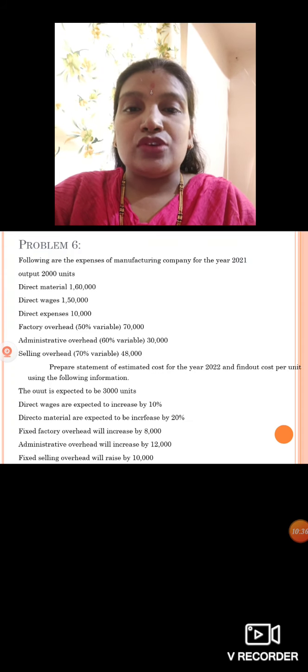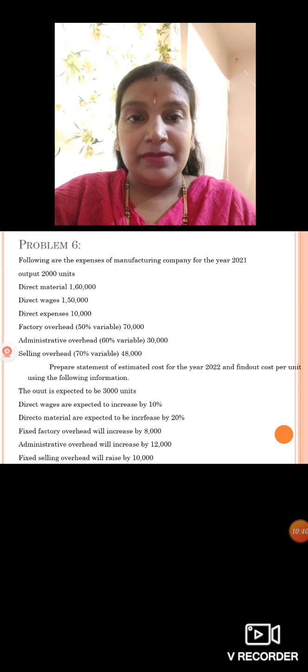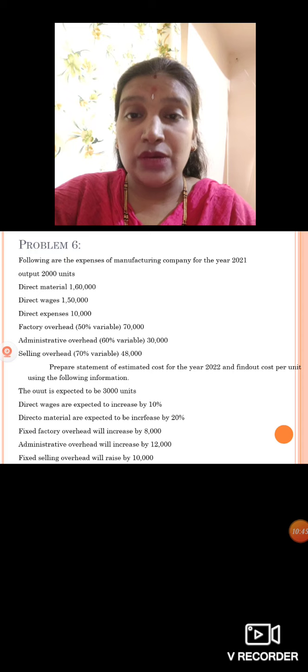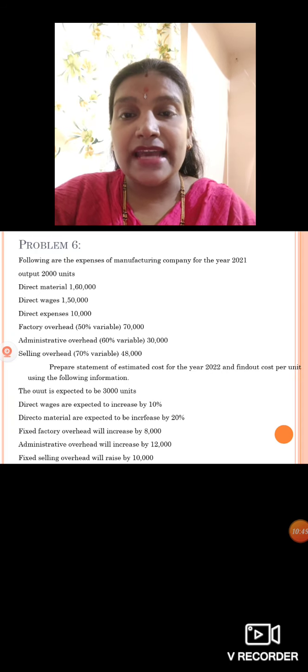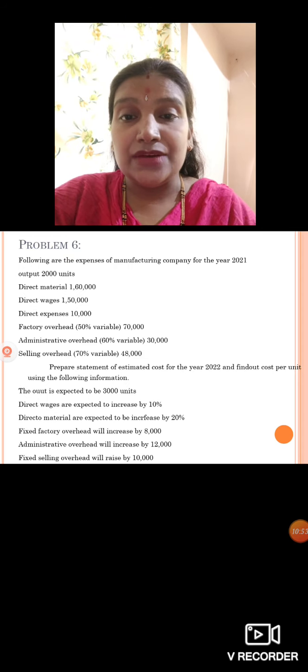Next, which you have to solve, is the sixth problem. Following are the expenses of the manufacturing company for the year 2021. For the current year, they have given output, which is 2000 tons. Direct material, we have 1,60,000. Direct wages, 1,50,000. Direct expenses, 10,000.